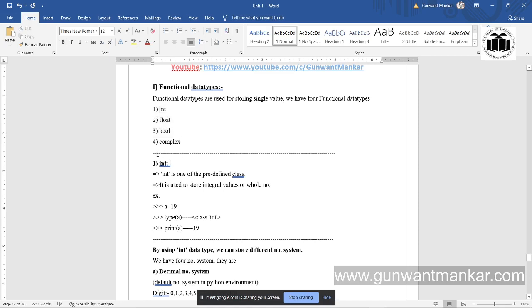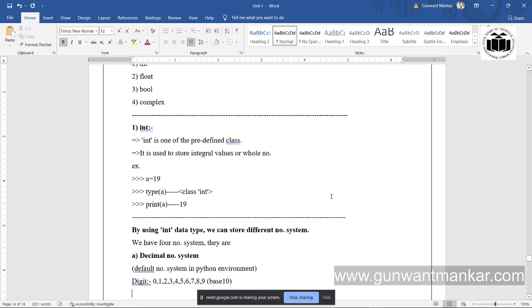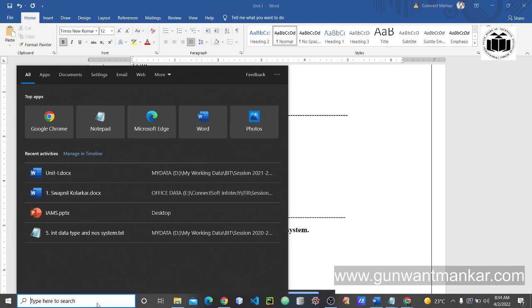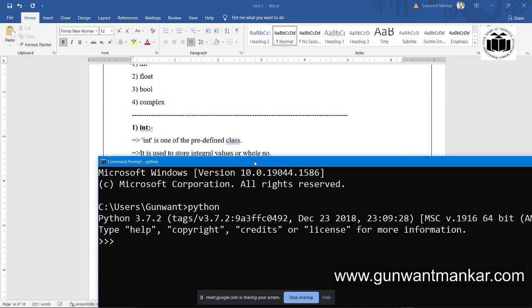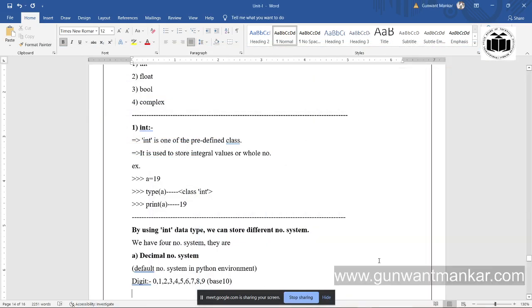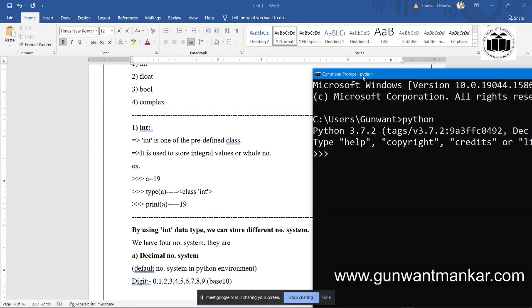So in the last class we have seen about the integer, the int category data type. We have seen integer is a predefined class in Python, right? It is used to store the integral value or whole number.